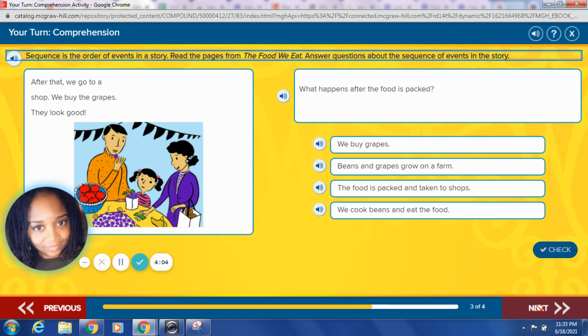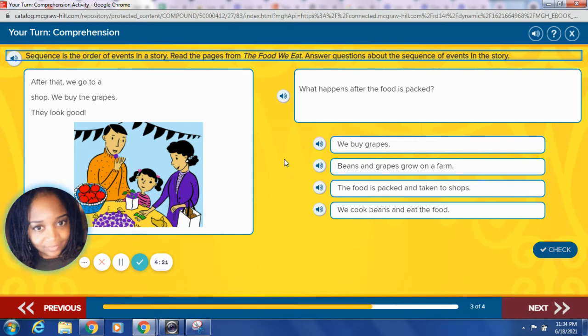Got 2 more parts. After that, we go to a shop. We buy the grapes. They look good. What happens after the food is packed? We buy grapes. After that, we go to a shop. We buy the grapes. They look good.